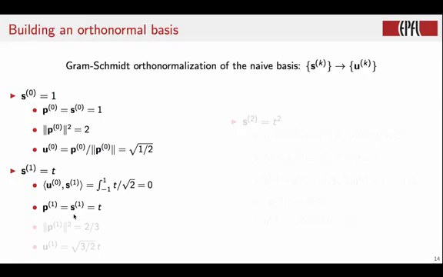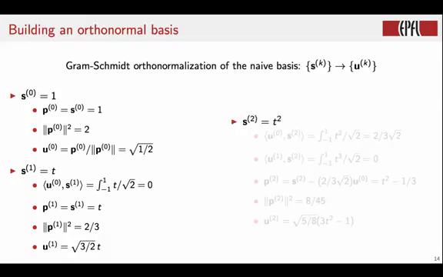p1 therefore will be equal to s1. We now compute the norm. It's easy to show that it's equal to 2/3, and therefore the second orthonormal vector in our bucket will be equal to square root of 3 over 2 times t.